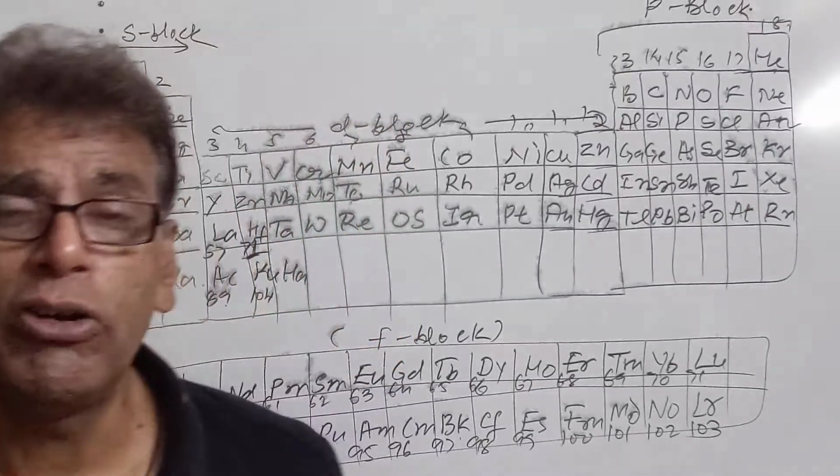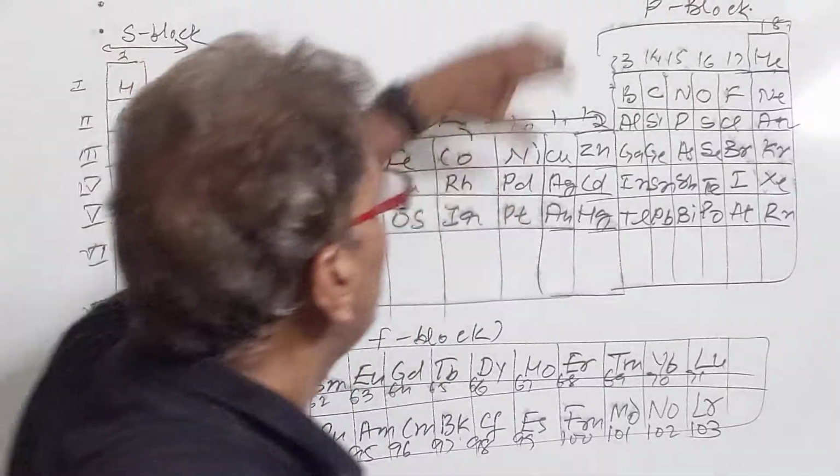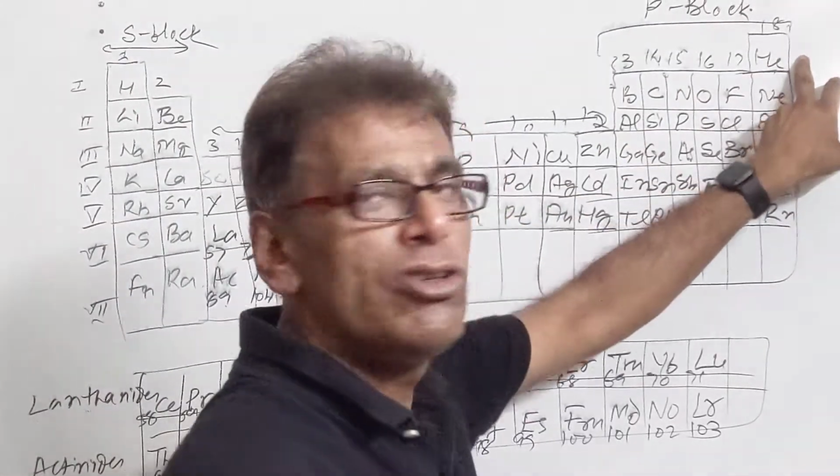Then we have the second periodic property, that is atomic size. Whenever we move from top to bottom in any group, the number of shells continuously increases.